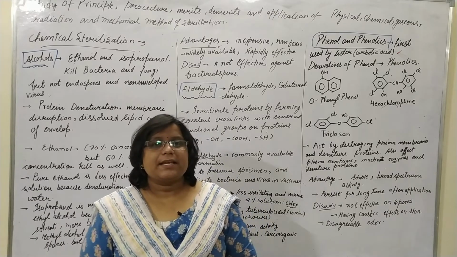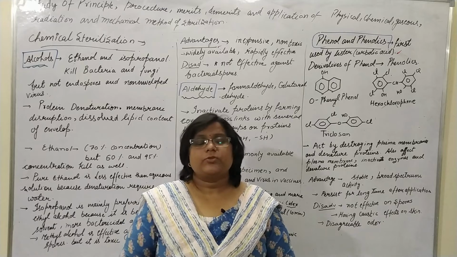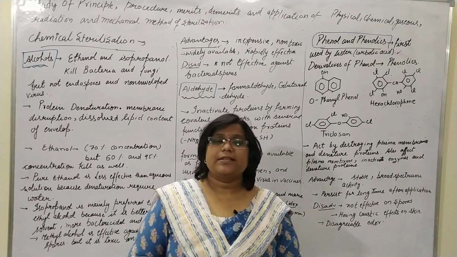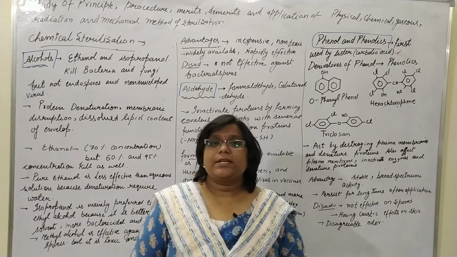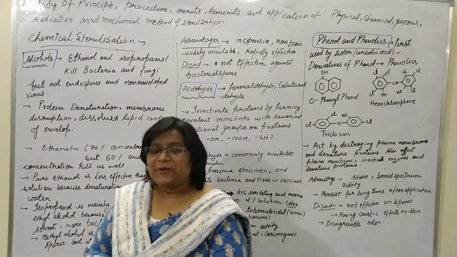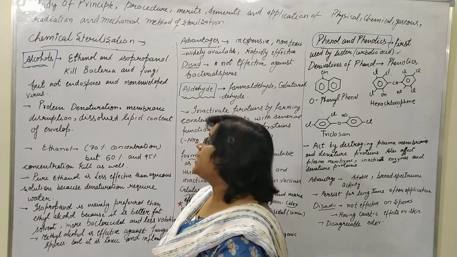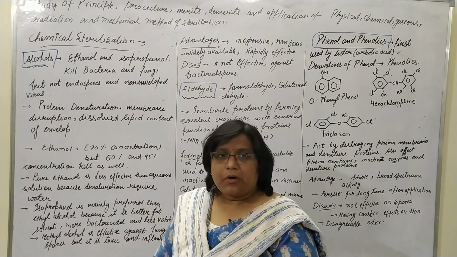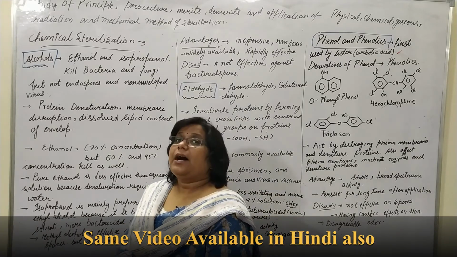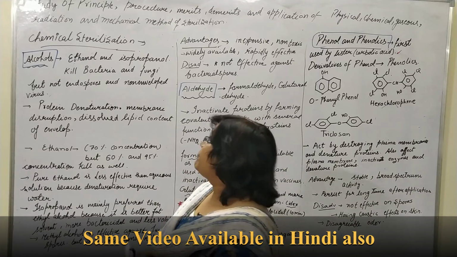In gaseous sterilization we discussed some chemicals in gaseous form, and today we are going to discuss chemical sterilization using chemicals in liquid form. So without wasting time, we are going to start with our first chemical sterilization agent, which is alcohol. In alcohol, ethanol and isopropanol, or isopropyl alcohol, are preferably used.